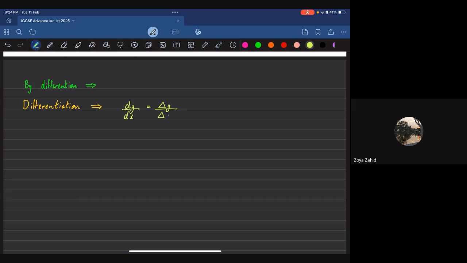And change in y over change in x is actually equal to what, guys? It is equal to your gradient. So differentiation actually helps you to find the gradient. That's what it does. All right. Is this clear? Is there anyone who has any questions regarding this?